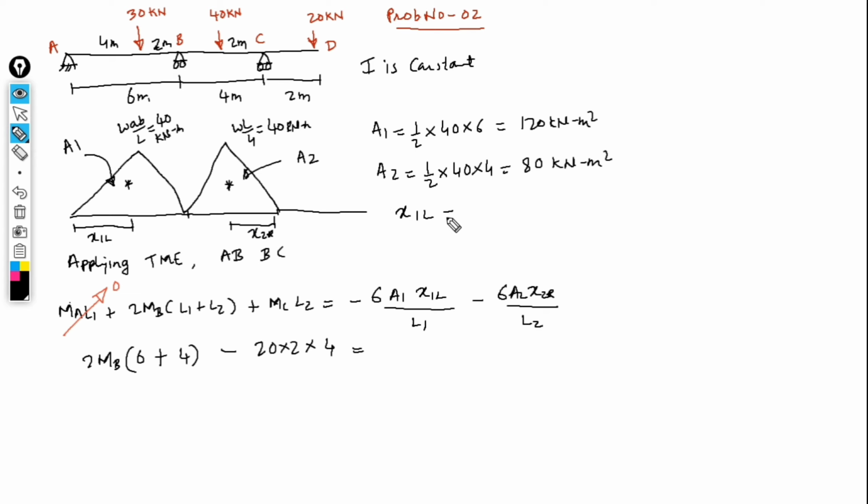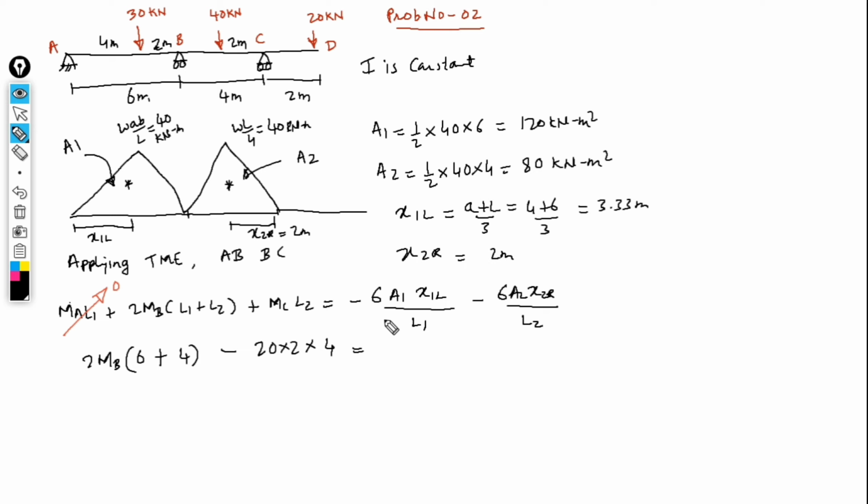So X1L is (A plus L) by 3. A is 4 meter, B is 2 meter, L is 6 meter. 4 plus 6 by 3, this will be 3.33 meter. X2R: the centroid is exactly at the center, this is 4 meter, so X2R will be 2 meter.